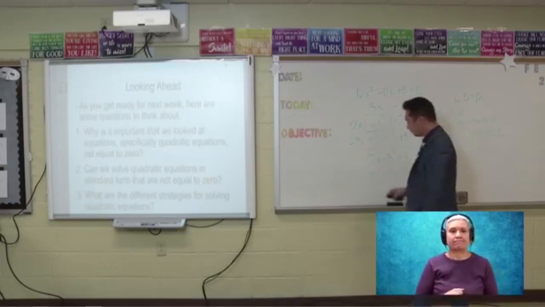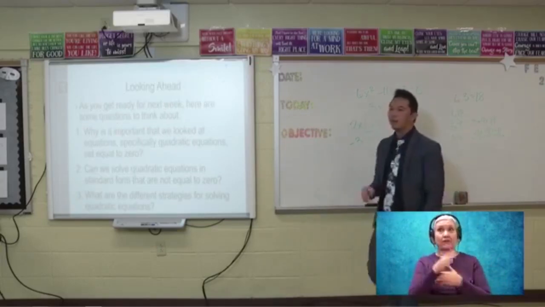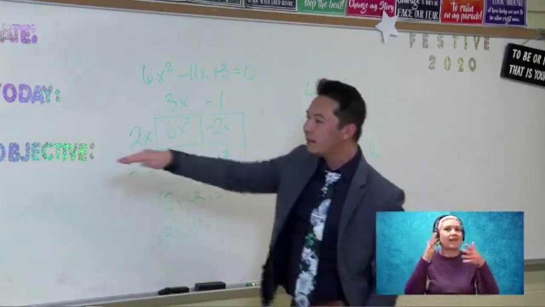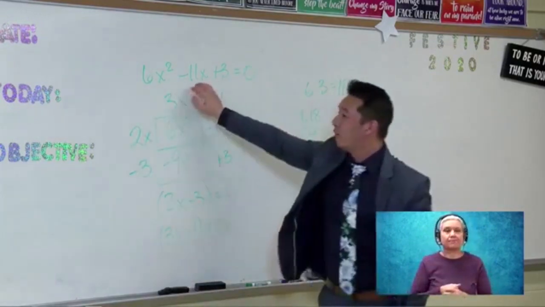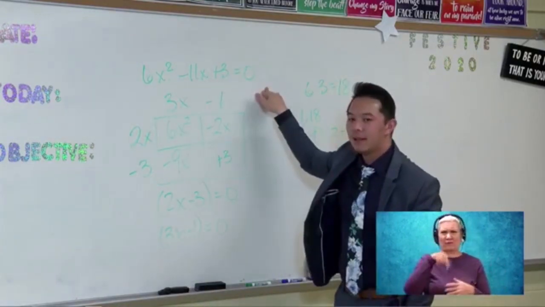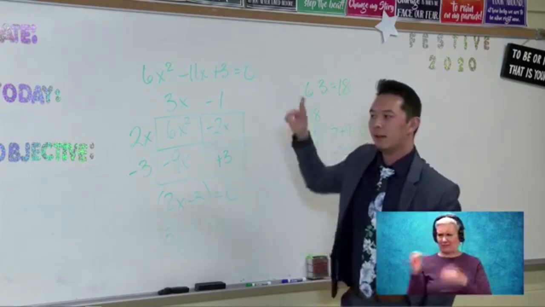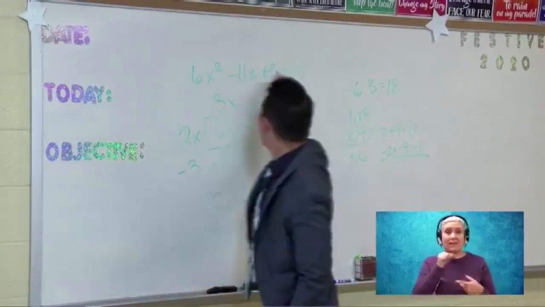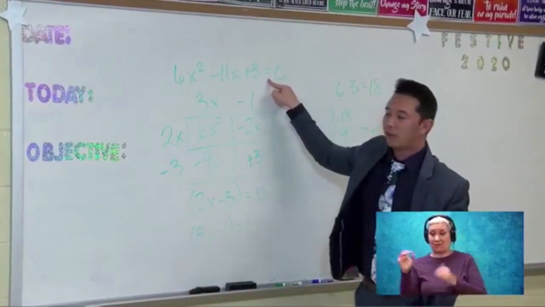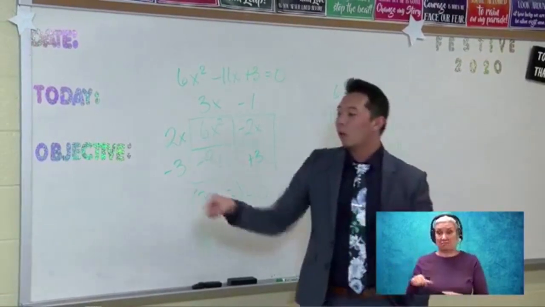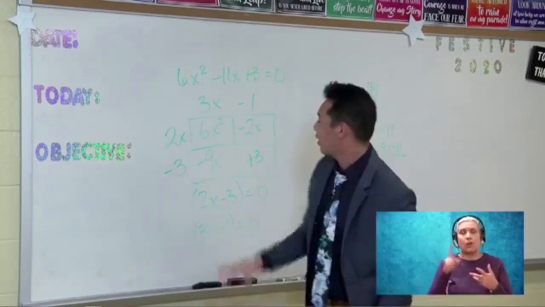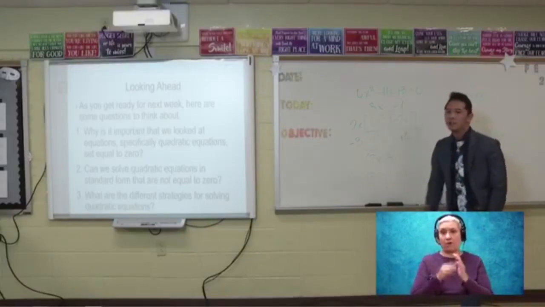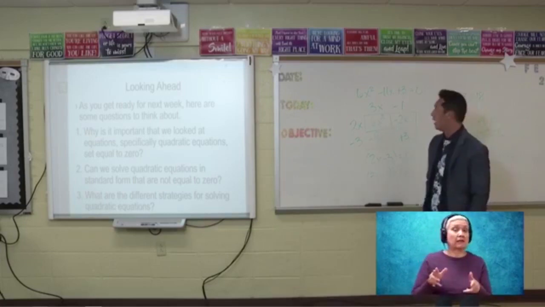As we look ahead to next week, here are some questions that I want you thinking about to prime your brains for finishing out the rest of our standard. Why is it important that we looked at equations today, specifically quadratic equations, that are set equal to 0? Why does that matter? Second, can we solve quadratic equations in standard form that are not equal to 0? What happens if this is equal to 5? What if it's equal to 10? And then lastly, what are the different strategies for solving quadratic equations? Are we only limited to these area models, or are there other strategies that we can use in order to find what these solutions are?